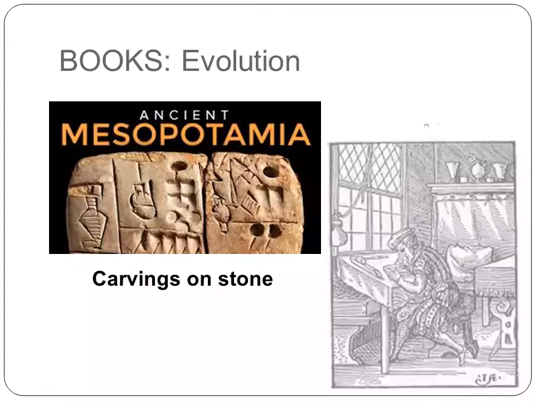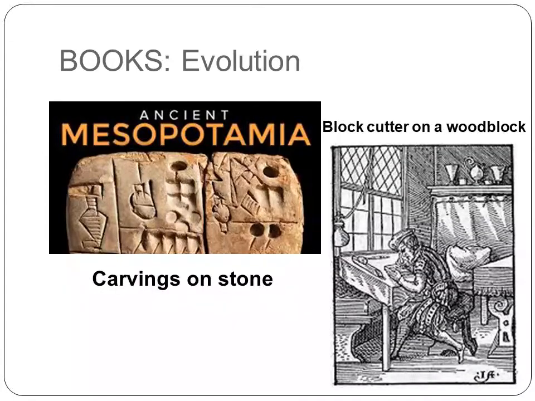In the next picture, you can see a block cutter on a wood block. This is basically a European block cutter at work in the 15th century. And this picture is a print from a wood block. Interesting, right?